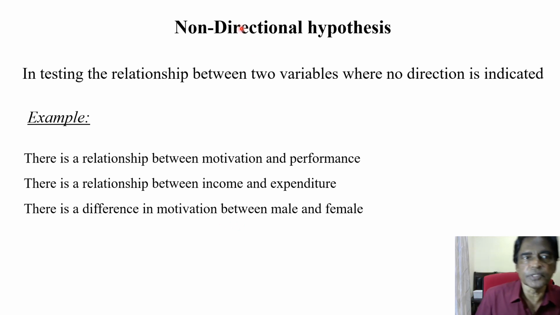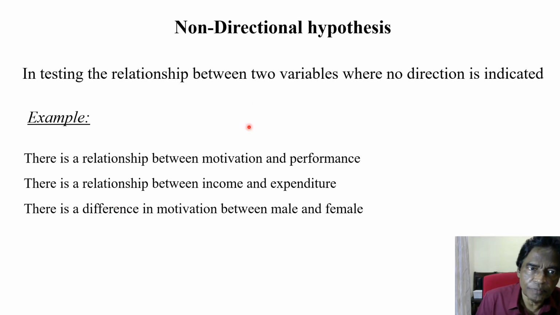The non-directional hypothesis, look at the example here. There is a relationship. I didn't say positive or negative. There is a relationship, I still don't know which direction it goes. There is a relationship between income and expenditure. Again, I don't know how it works. There is a difference. I didn't say females higher than males. That means one gender has a higher level of motivation compared to the other. That's all I know.